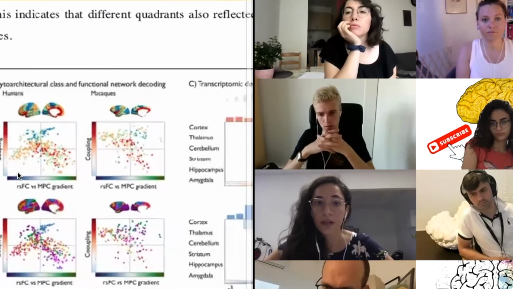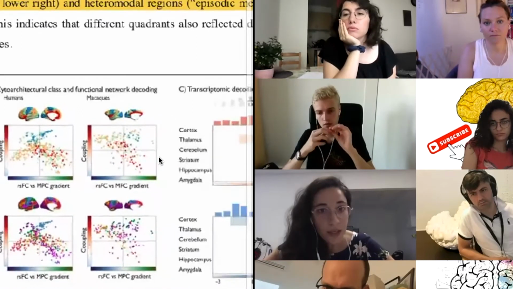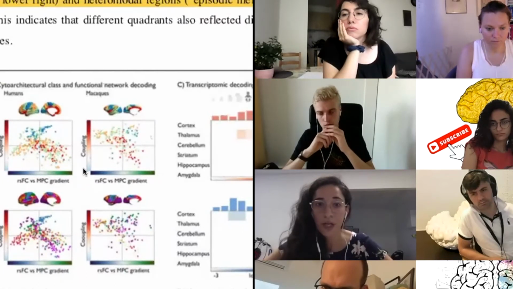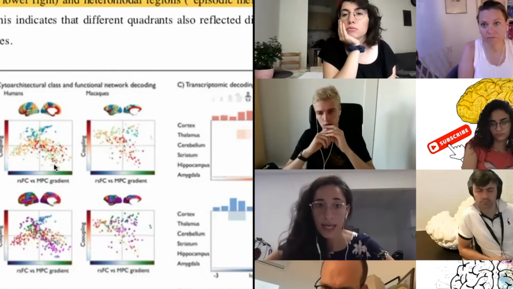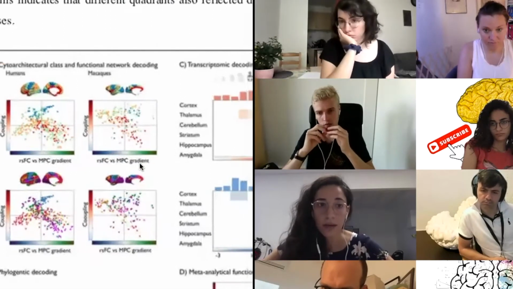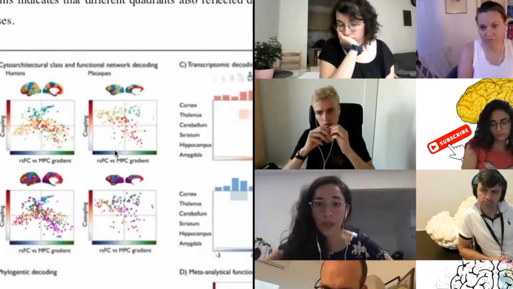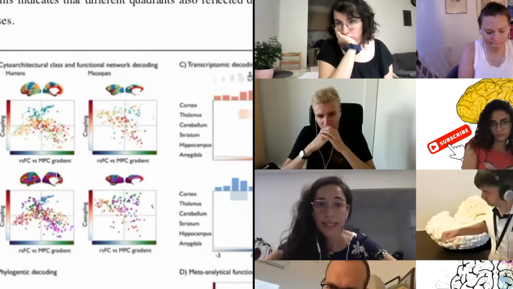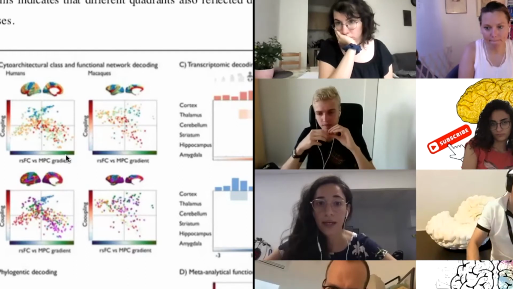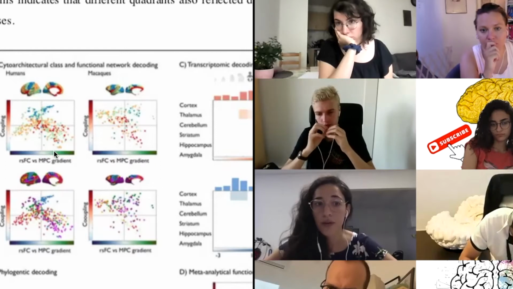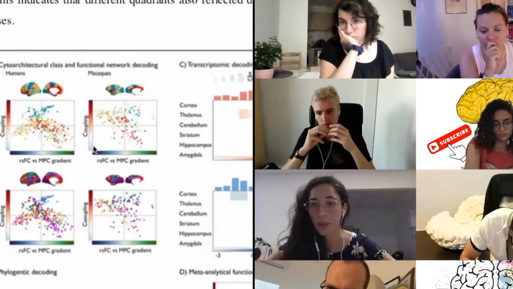The lower right quadrant contains the limbic and ventral attentional networks in humans, and only the limbic network in macaques. And when they compared the relative numbers of nodes distributed in each quadrant, they observed that for humans, more areas were uncoupled when compared to macaques.